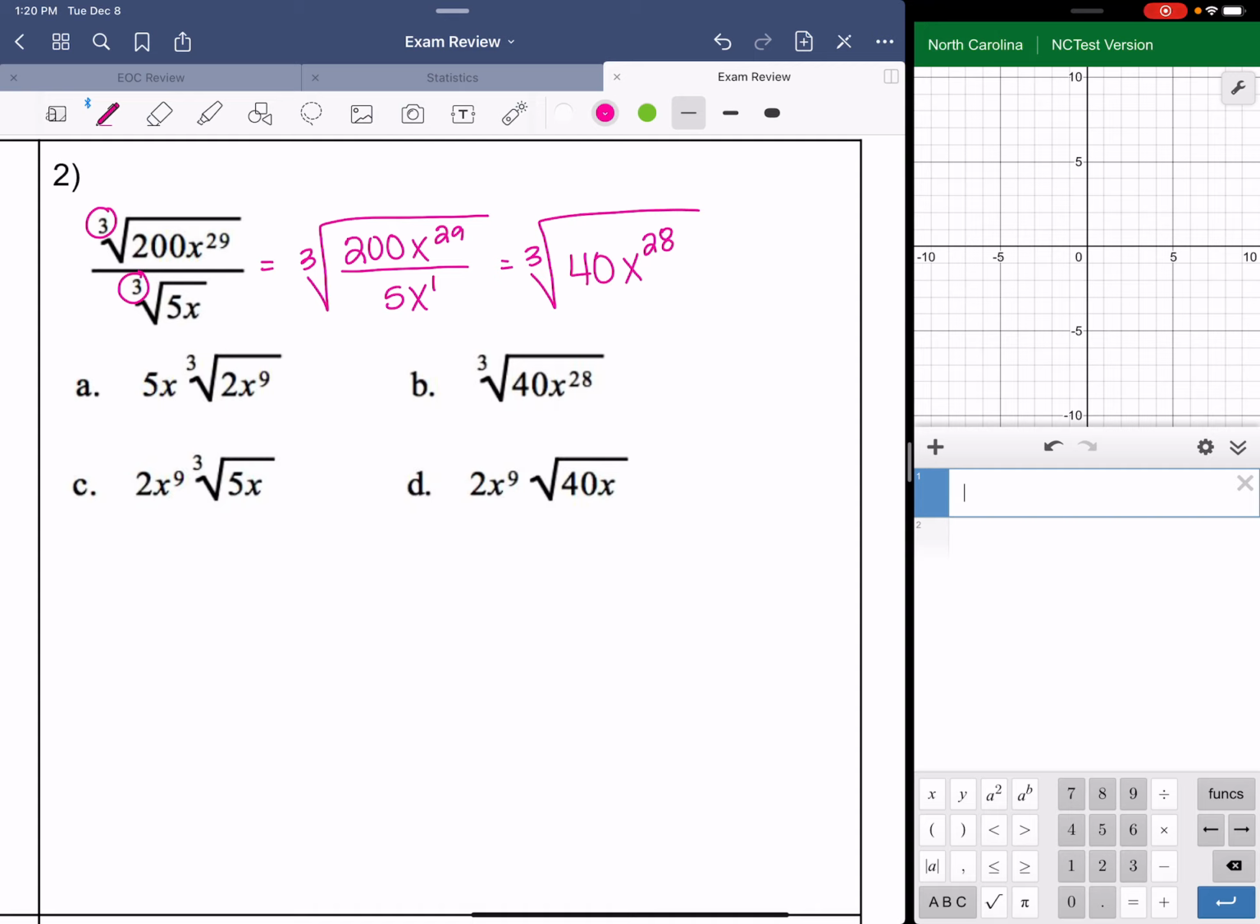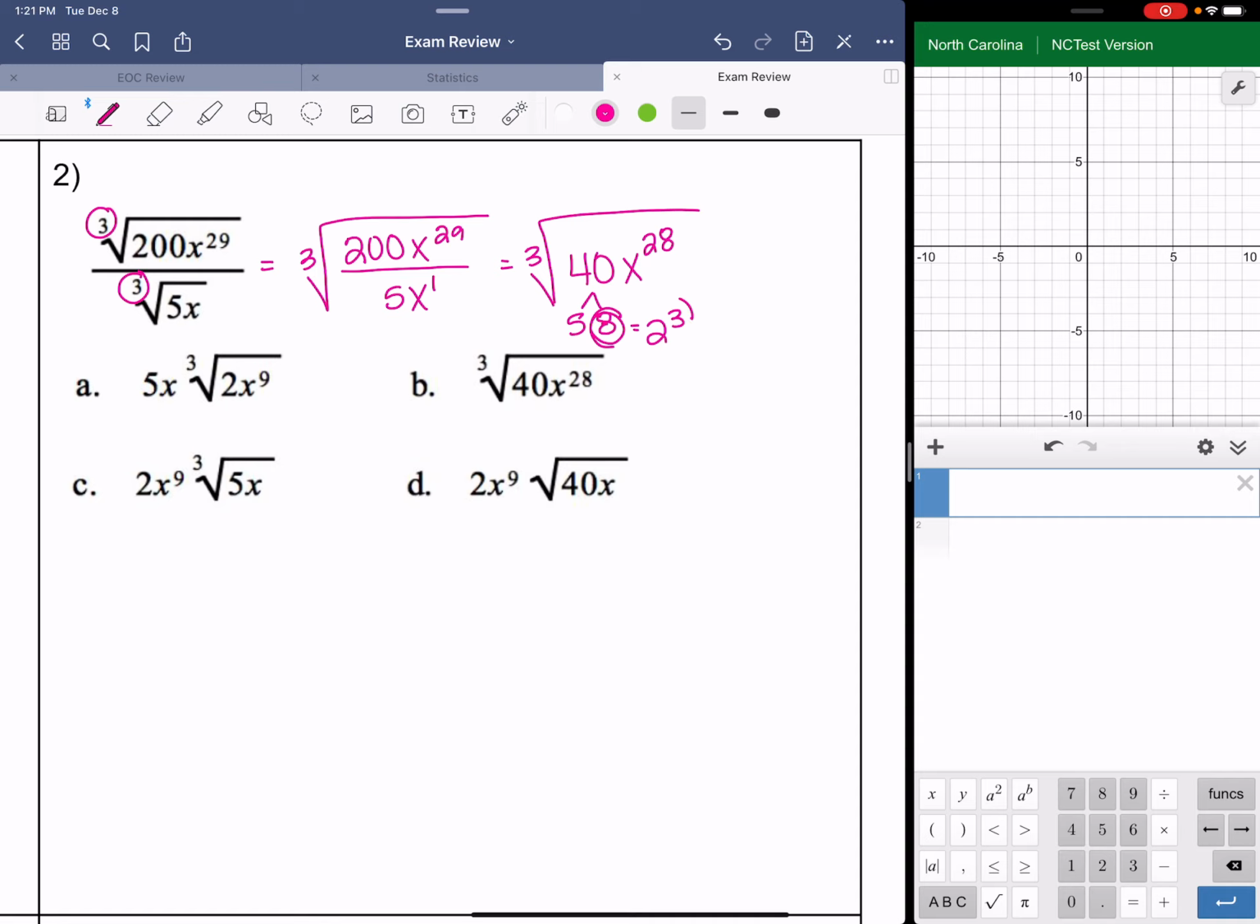Now we just have to simplify this. So the cube root of 40x to the 28th power. Well, we're looking for cube roots. So what I know is that 40 can be divided by 8. So 8 times 5 is 40. 8 is a perfect cube because, let me switch these around so we have some more space, 5 times 8. 8 is equal to 2 to the third power. 2 times 2 times 2 is 8.